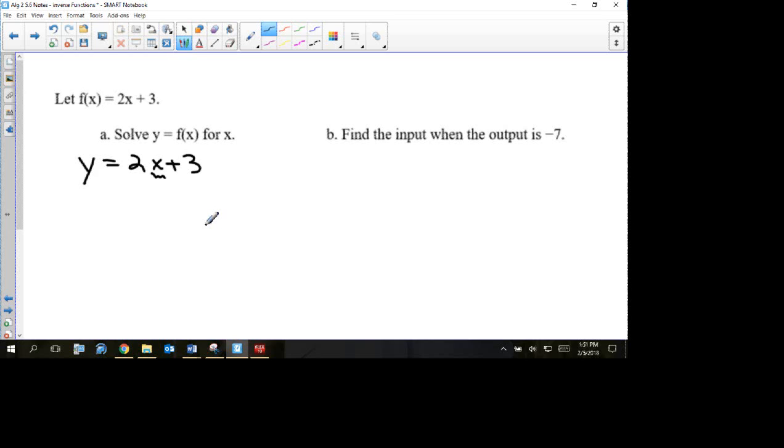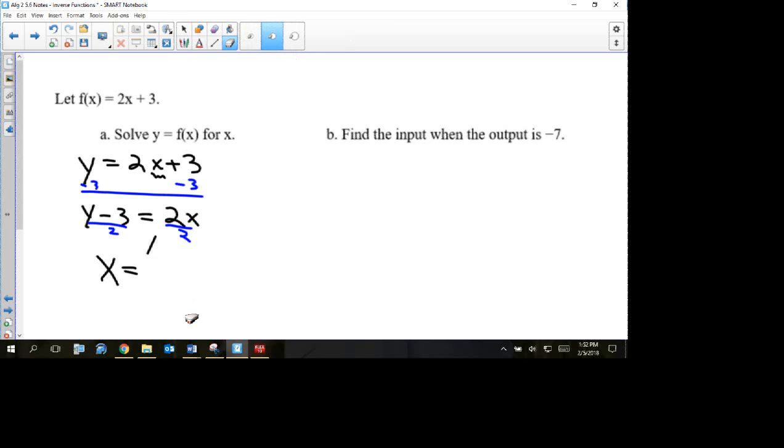What am I going to do to both sides? Take away 3. So now I will have y minus 3 equals 2x. And then what? Divide by 2. I'm going to write x equals first, because I like to write it that way. I will have y minus 3 over 2. So what we've done is we've taken an equation and solved it for the other variable.